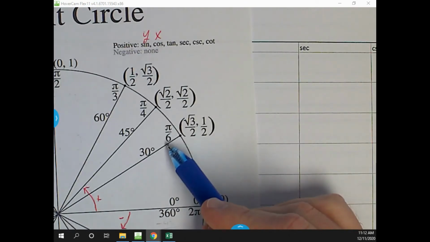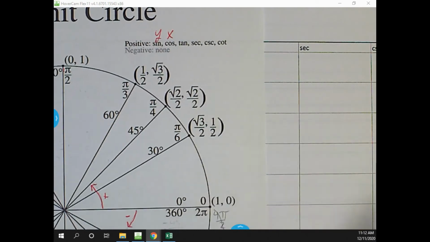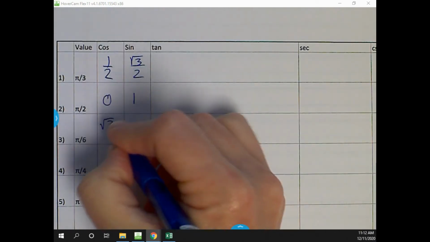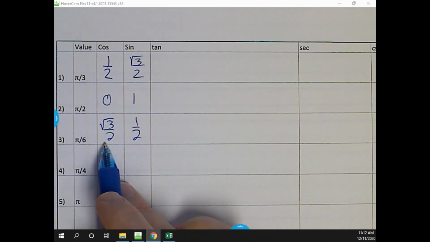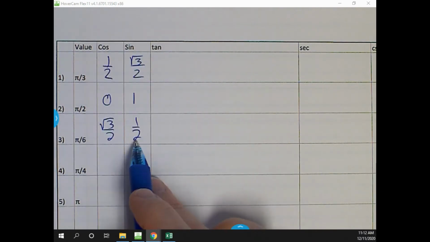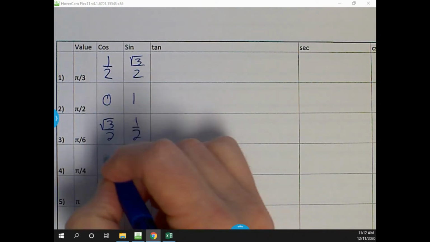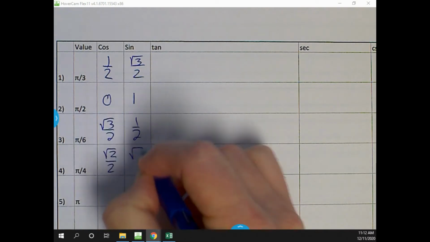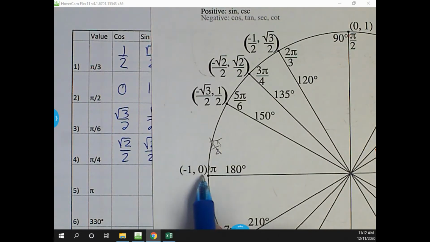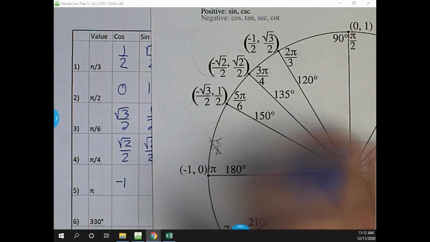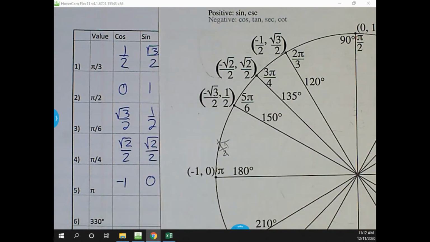So for pi over 6, this is going to be cosine, this is going to be sine. And just putting those numbers in to know that, okay, if I do cosine of pi over 6, that's the first number. If I do sine of pi over 6, that's the second number. If you go to pi over 4, both answers are square root of 2 over 2 and square root of 2 over 2. Okay, if we go to pi, it's negative 1, 0, so cosine is negative 1, sine is 0.